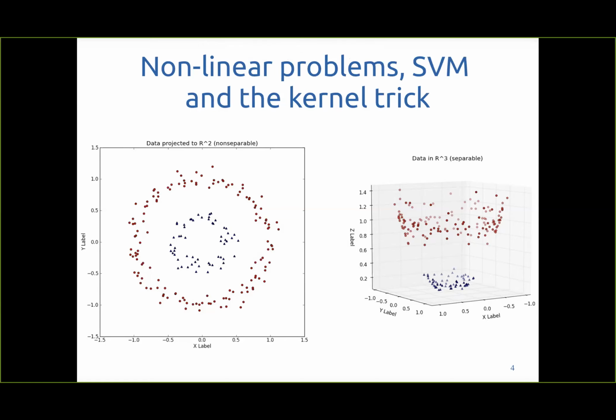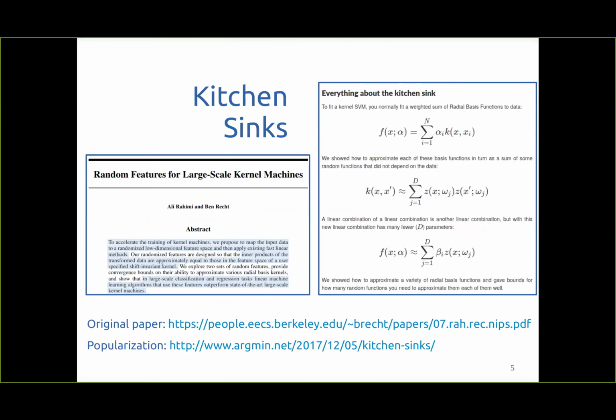And in the last 20 years, there was this nice thing that was found. It's called kitchen sinks. I pointed a link to the original paper and the popularization by the authors. The general idea, as is written in the abstract, is to map the input data into a randomized low-dimensional feature space and then apply existing fast linear methods. So you will now have a matrix which, instead of being n samples times n samples, is in this reduced dimension d times d, and you can apply your favorite algorithm faster.